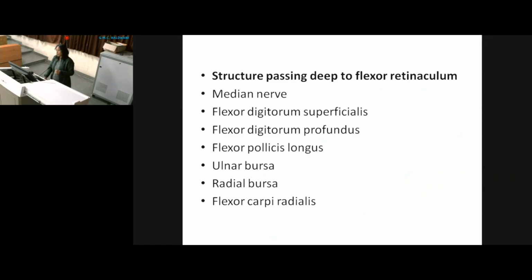So these are the structures which pass deep: again, the median nerve, flexor digitorum superficialis, flexor digitorum profundus, and flexor pollicis longus. There is an ulnar and a radial bursa. It is actually the synovial sheath which covers these tendons. Okay, this is found just near the wrist joint. So when the synovial sheath covers the four tendons, they form the radial and the ulnar bursa. And the tendon of the flexor carpi radialis is covered by another, separate synovial sheath.